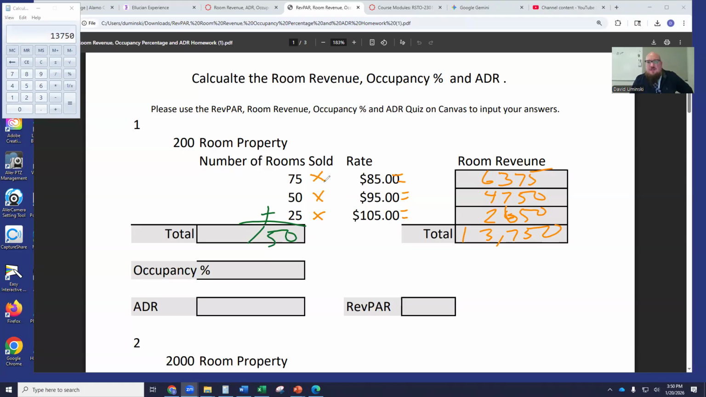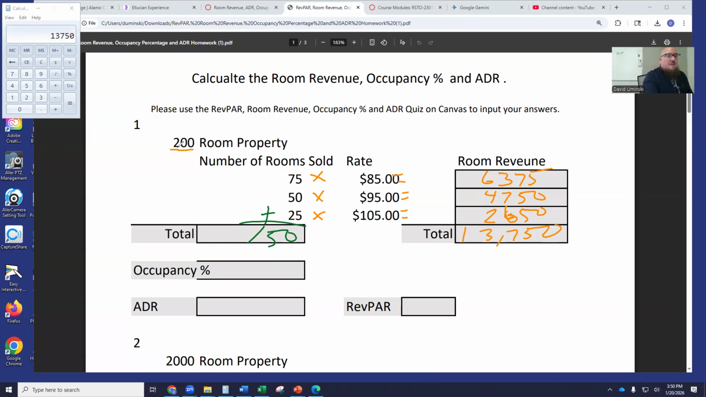Step one, multiplied. I'm going to try to color code this so it makes it a little bit easier for you to work through your papers as well. So our total revenue is 13,750, and we sold 150 rooms. Okay. Now keep in mind we have a 200 room property.